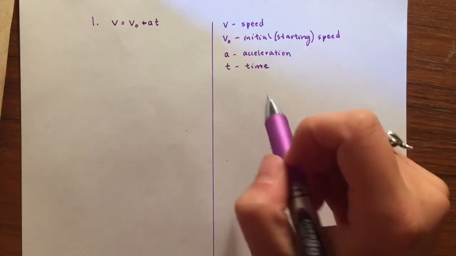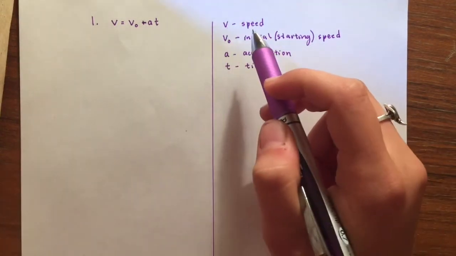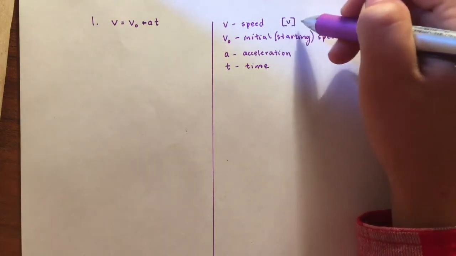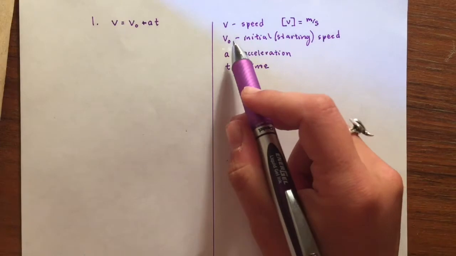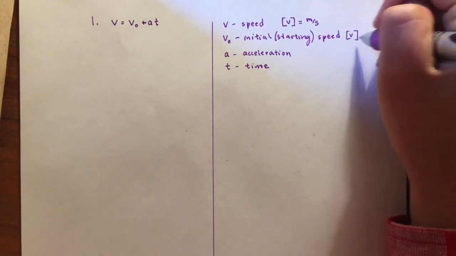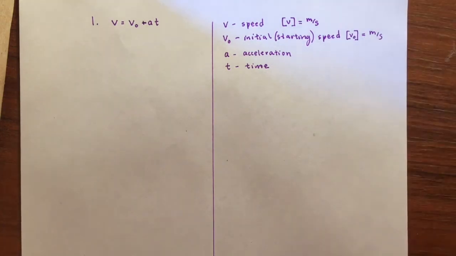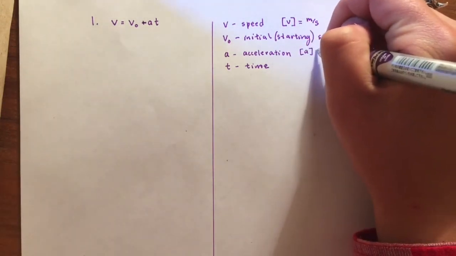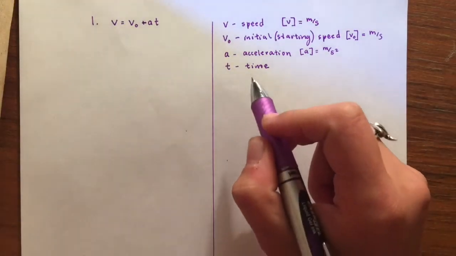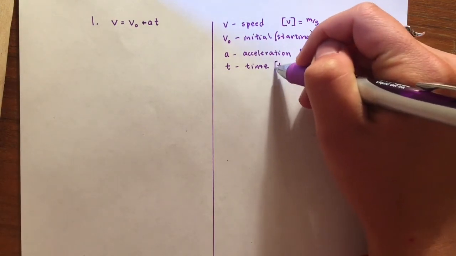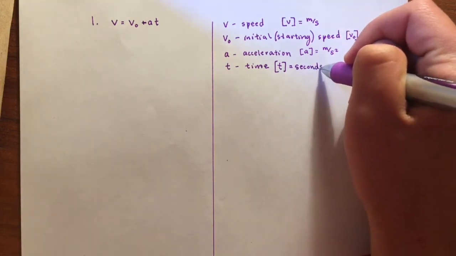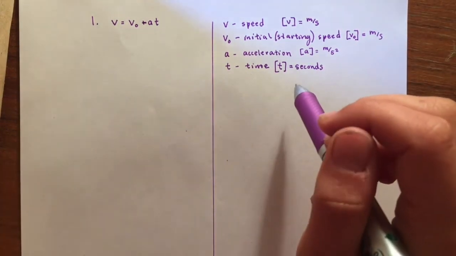Let's talk about the units of these things, or what these quantities are measured in. When I put brackets around a letter, that means units. So the units of speed are meters per second. That's the same for starting speed or initial speed. It's still a speed, we're just talking about the speed at the beginning. The units for acceleration are meters per second squared. That squared is on the bottom, second squared. And time is measured in seconds. Not hours, not minutes, but seconds, or just S.